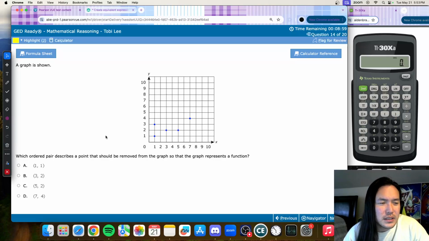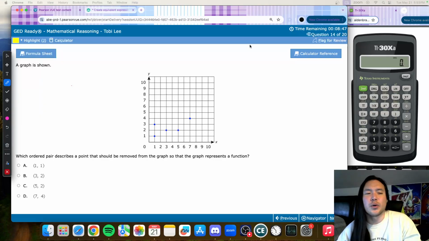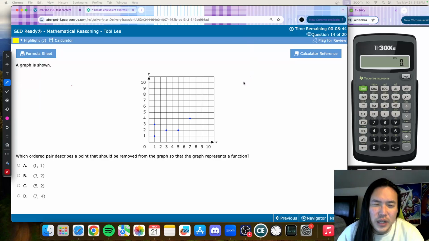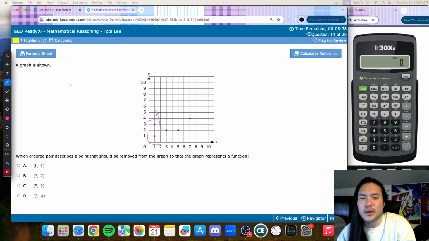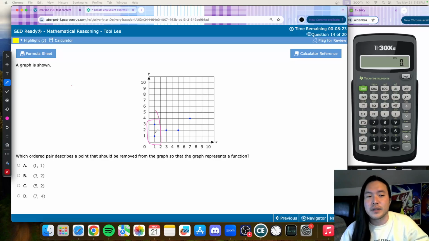We have a graph. Which ordered pair describes a point that should be removed from the graph so that the graph represents a function? So I told you earlier, functions have one unique y value per x value. So the issue here is actually these two. We need to get rid of one of these two numbers. If you've taken pre-algebra and algebra 1, maybe you'll remember the vertical line test, right? Functions graphically have to pass the vertical line test. This one fails the vertical line test because of these two dots here. But if we get rid of one of these two dots, the function will pass the vertical line test.